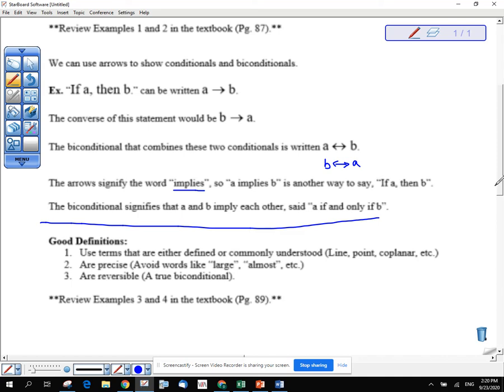Okay, large is a relative term. Like you could see a large insect, but it's not as large as a football field. So what's large? It depends on what you're comparing it to. Almost is a bad word to use in a definition because who knows what almost is. The reason that the good definitions are here in section 2.2 is because it also needs to be reversible, which is to say that it is a true biconditional. Let's take a look.